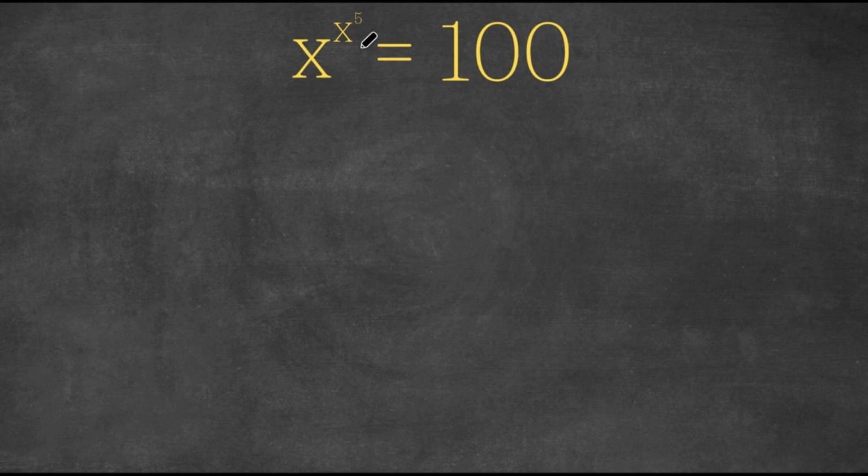In today's video, I'm going to be teaching you guys how to solve this exponential equation. So we have x to the power of x to the power of 5 is equal to 100. Now, what I'm first going to do is I'm going to take the power of 5 on both sides.